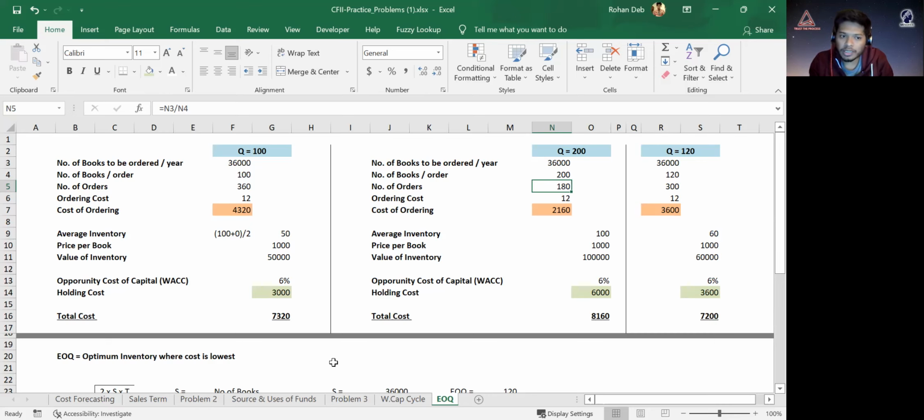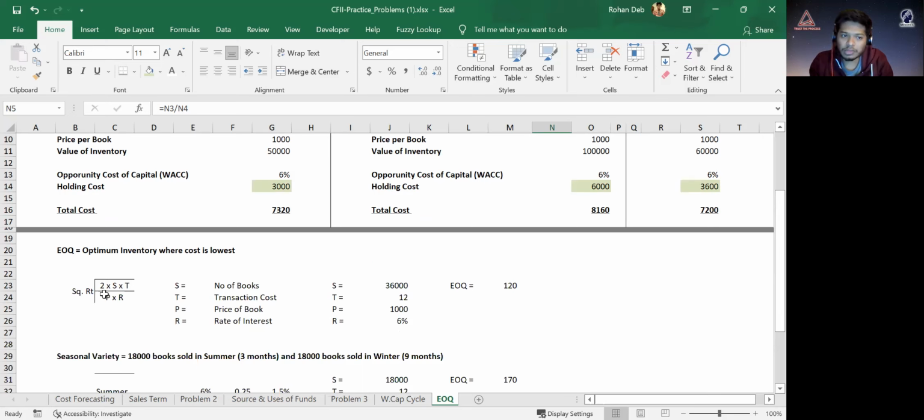Now, how do you calculate EOQ using this formula? It's the square root of 2 into S into T divided by P into R. S is the number of books, T is the transaction cost per order, P is the price of the book, and R is the rate of interest. So here, the number of books annually was 36,000. T is 12. This is annual, remember, not monthly. The question might say monthly, in which case you have to multiply it by 12.